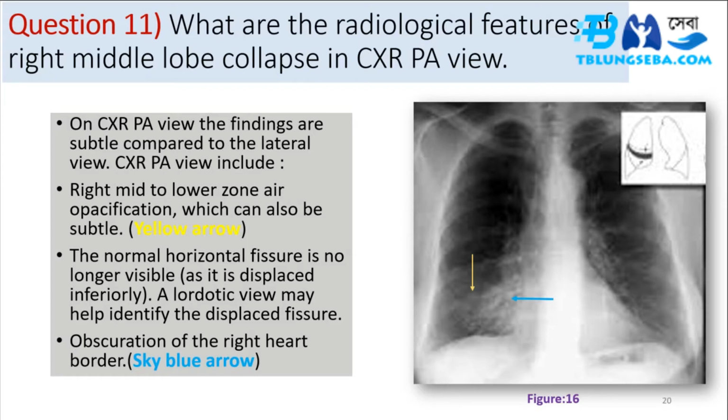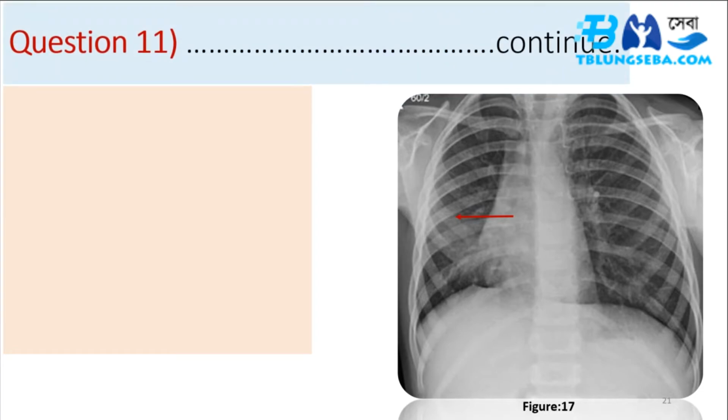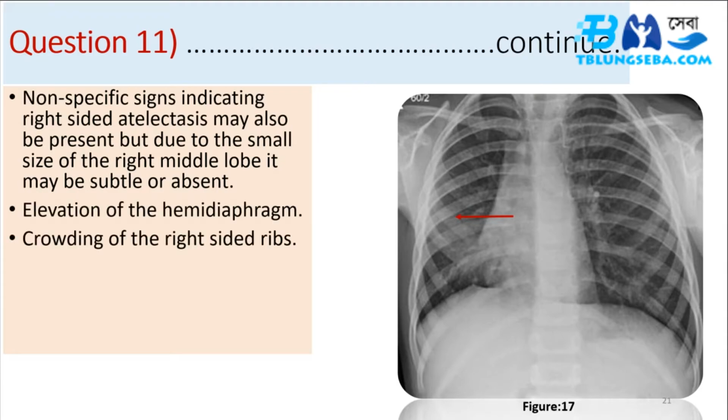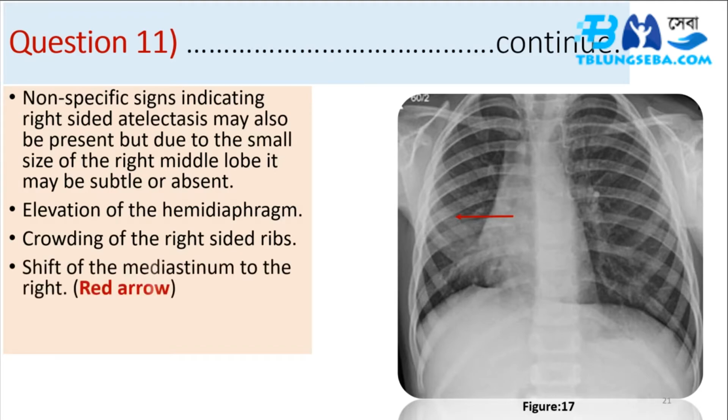Sky blue arrow. Question 11 Continue. Non-specific signs indicating right-sided atelectasis may also be present, but due to the small size of the right middle lobe it may be subtle or absent. Elevation of the hemidiaphragm. Crowding of the right-sided ribs. Shift of the mediastinum to the right. Red arrow. Displacement of the right hilum.